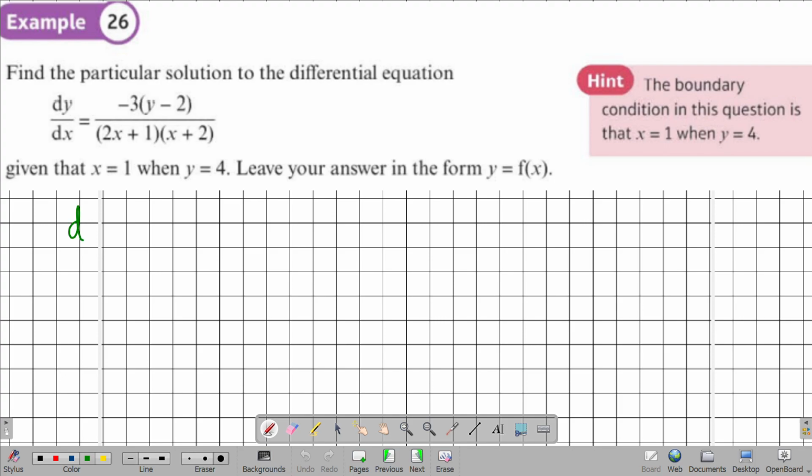We get dy over y minus 2 is equal to, I'm doing it by inspection, you divide both sides by y minus 2, so y minus 2 is cancelled, is equal to minus 3 over 2x plus 1, x plus 2, multiply both sides by dx. So that's the separated form.